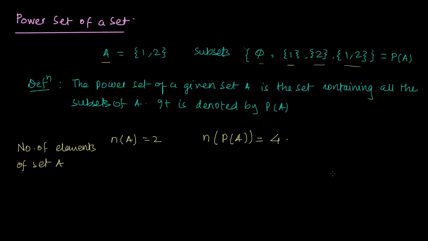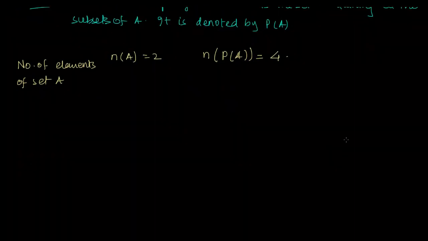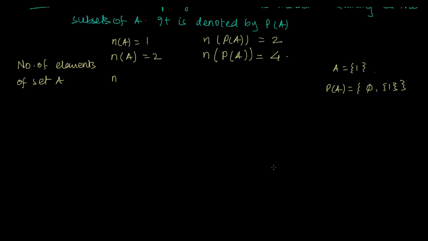What if A was something like this? Let me tabulate, right? So what if A was something like this? Then what will be the power set of A? It will be the set that contains the subsets, and phi, the null set, is always a subset. This itself is a subset, and this is the set that contains these subsets. So in the power set, the elements themselves are sets, right? So here, if n(A) is equal to 1, then n(P(A)) is equal to 2, right?